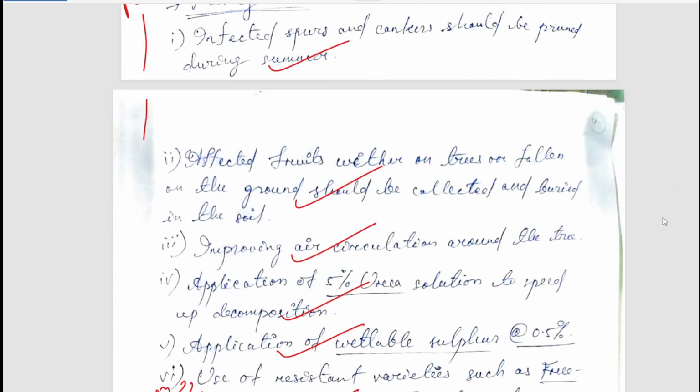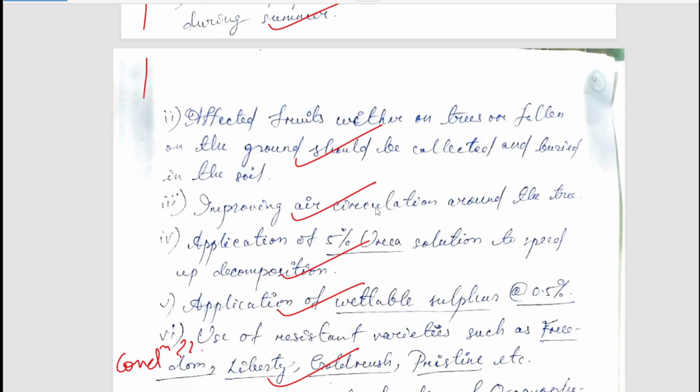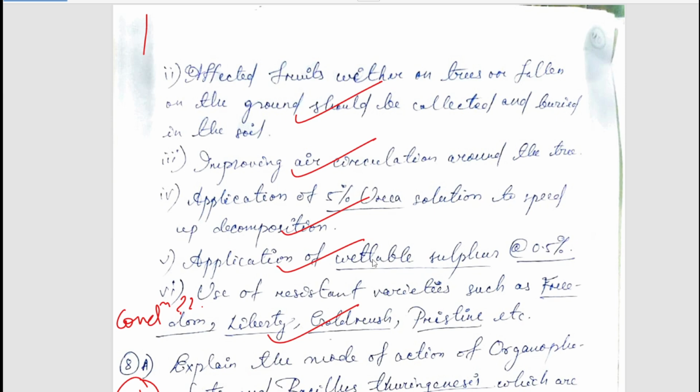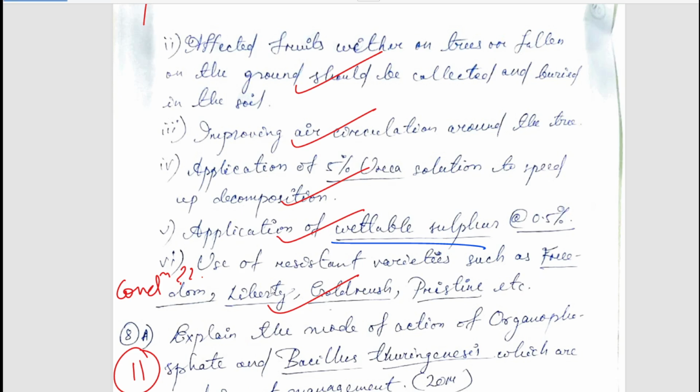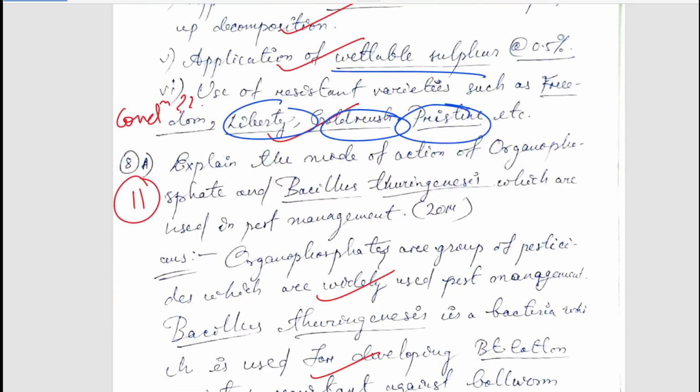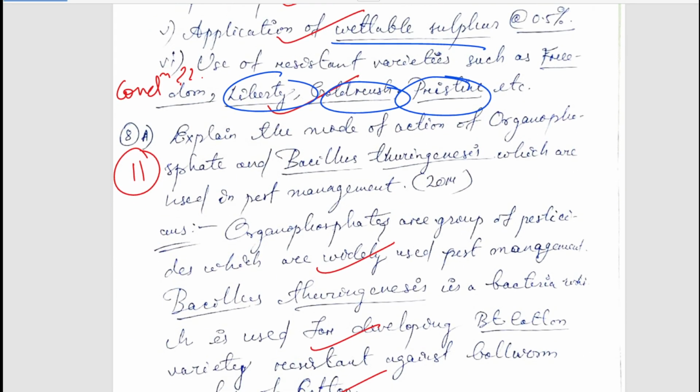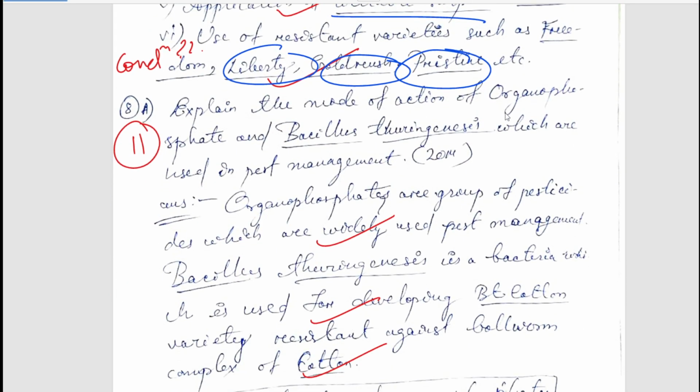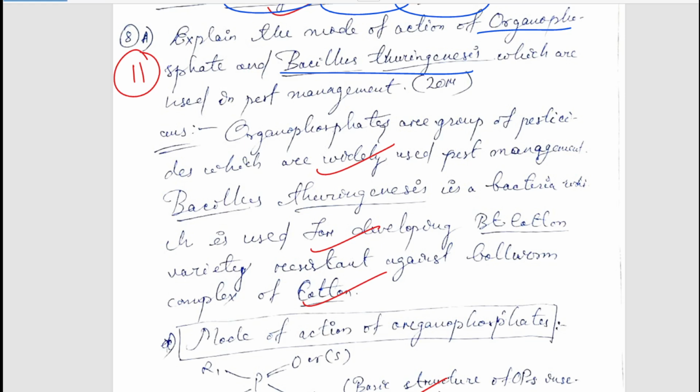Management has been mentioned. How we can manage? So, wettable sulfur can be used as chemical. The use of resistant varieties such as Liberty, Redfree, Pristine. So, very well done. Now let's move to the next question. The next question is explain the mode of action of organophosphate and Bacillus thuringiensis which are used in pest management.